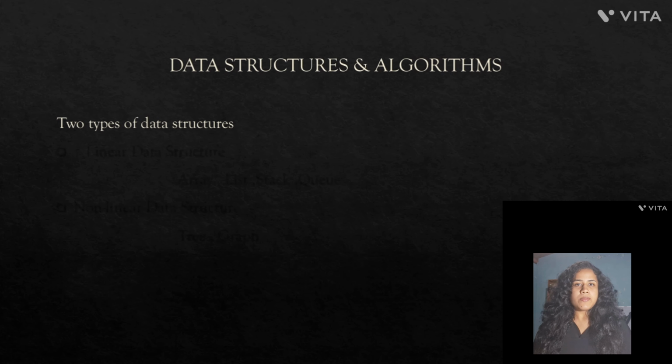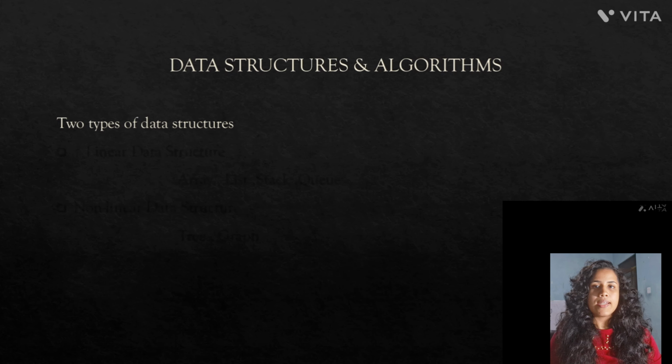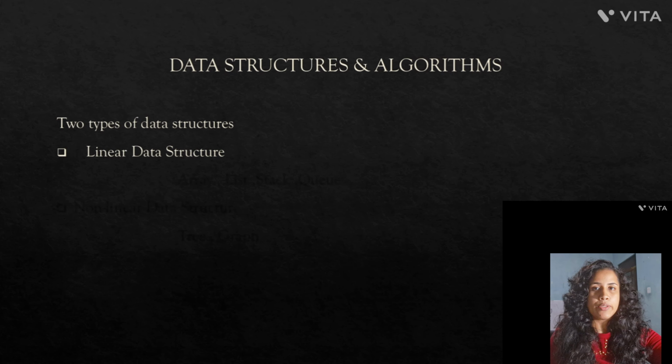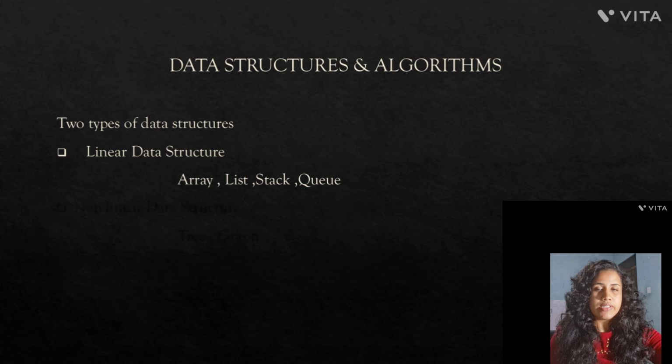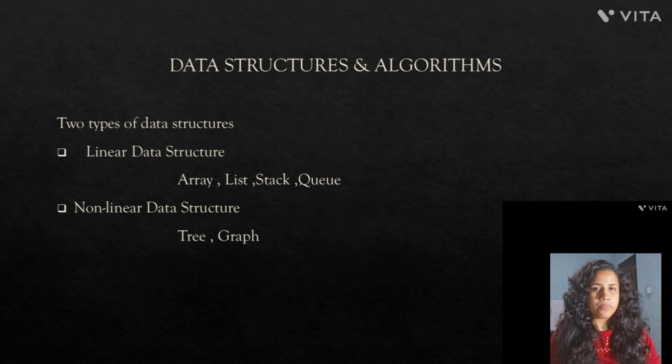So there are two types of data structures, linear and nonlinear data structures. For example, for linear data structures, there are arrays, linked lists, stacks, queues, and many more. And if we talk about nonlinear data structures, there are graphs, trees, and so on. Next we'll talk about a queue.